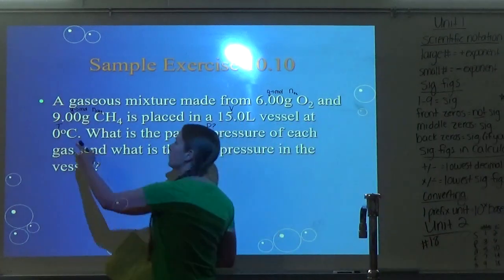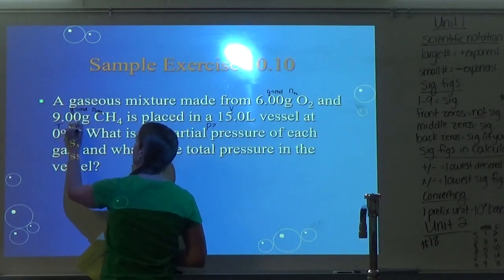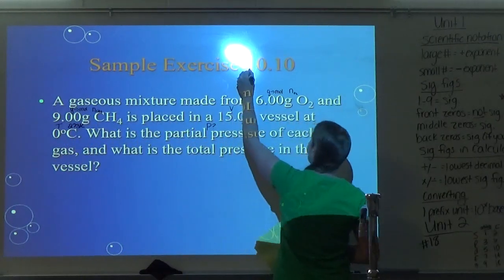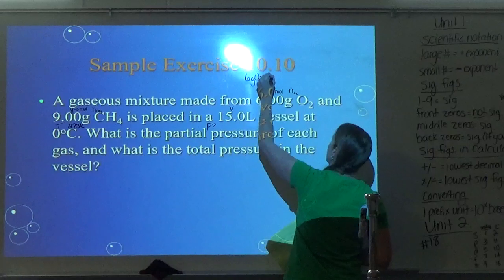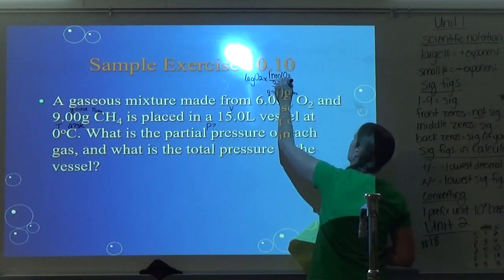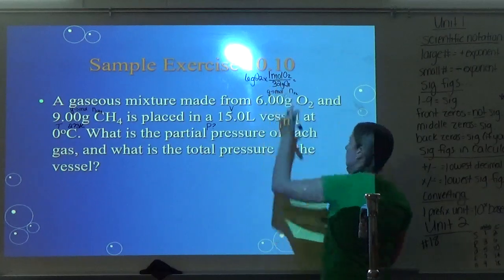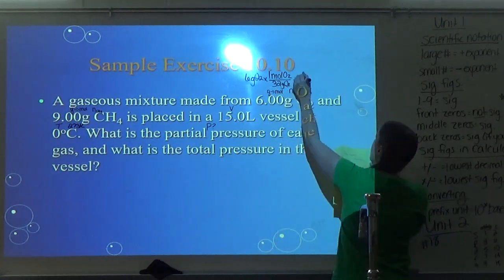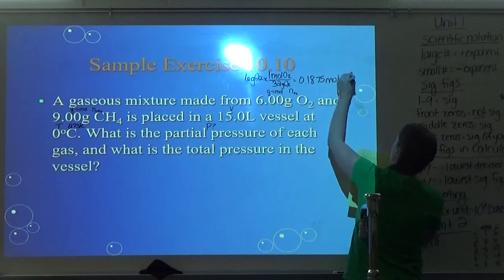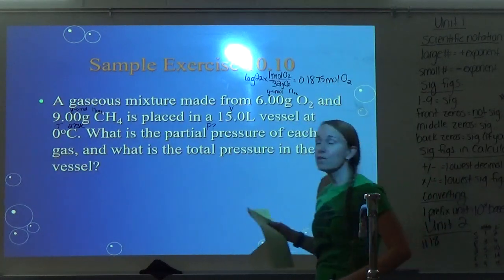All right, so temperature, of course, I know I need to change to 273. And then let's go ahead and change these grams to moles. Okay, so I have 6 grams of O2. So we know 1 mole of O2 is 32 grams. So for that one, I got 0.1875 moles of O2. So see, that's what I can plug in as my n for oxygen.